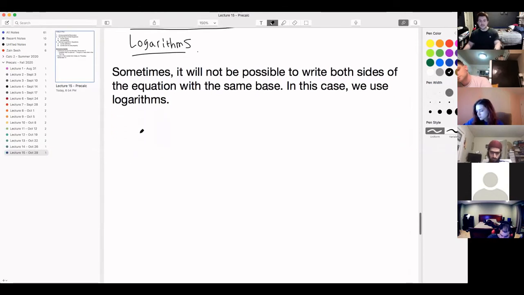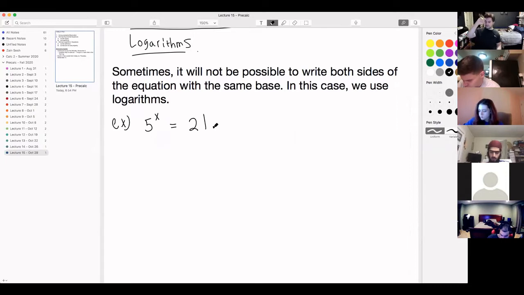Okay. So here is an example. 5 to the x is equal to 21. Okay, so I think you guys can maybe see that I can't write 21 as a power of 5, and I can't write 5 as a power of 21. It just doesn't work that way. So we need a different method, okay?